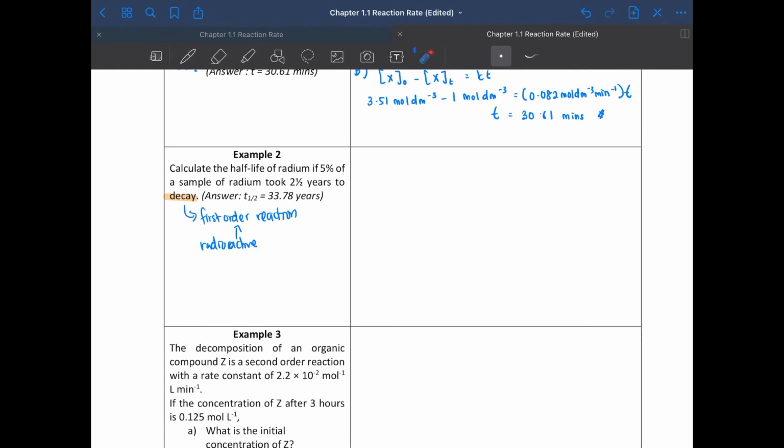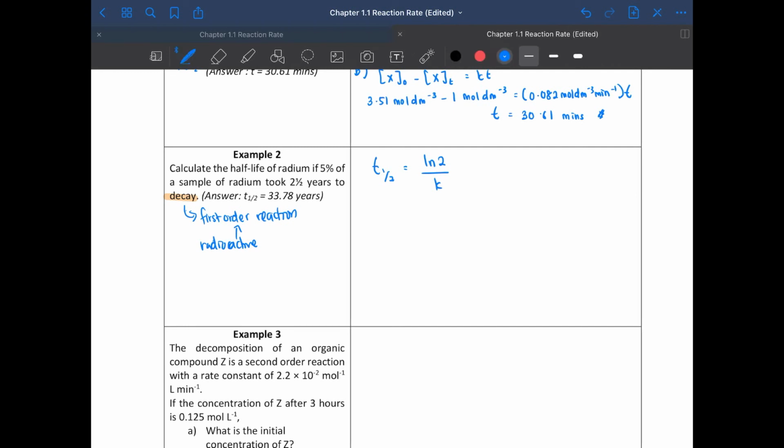So bila first order, baru kita boleh determine which formula half-life yang kita nak gunakan. Okay, so half-life for first order is T half equal to ln 2 over K. Alright, so ln 2 tak ada masalah, but our problem now, we don't have K. K is not given in the question. So that means we have to determine the value of K first. So we need to use integrated rate equation to determine the value of K, then substitute into this formula.